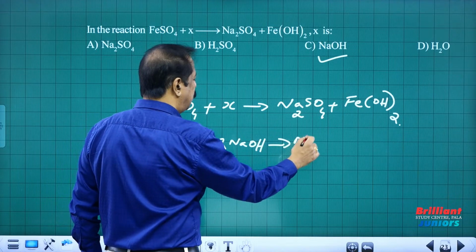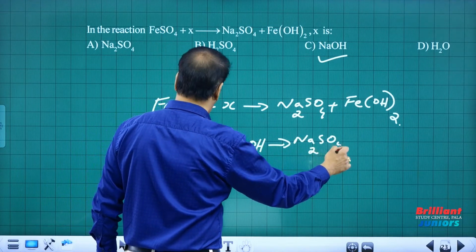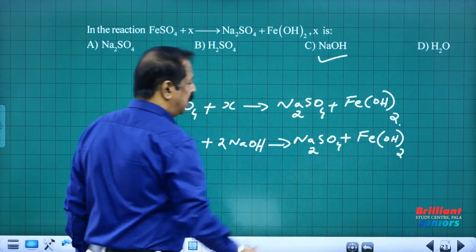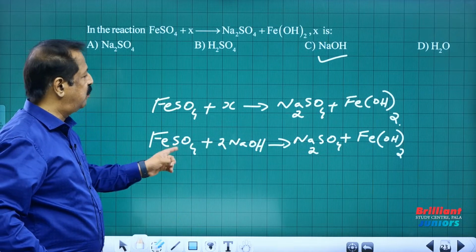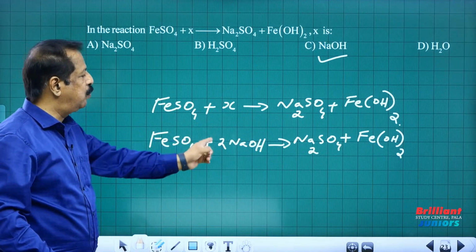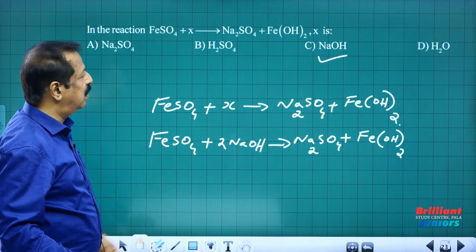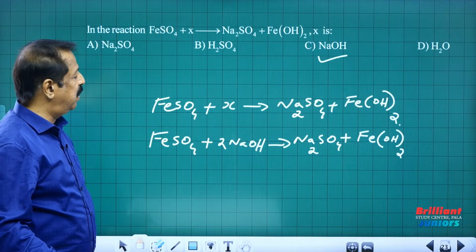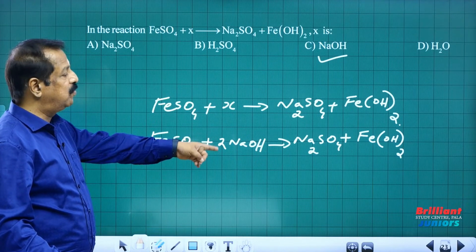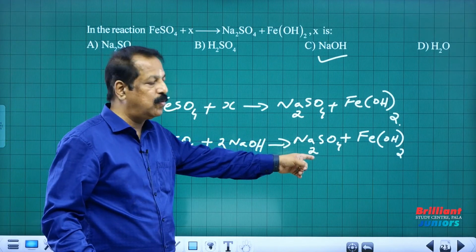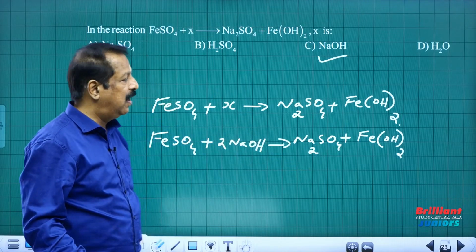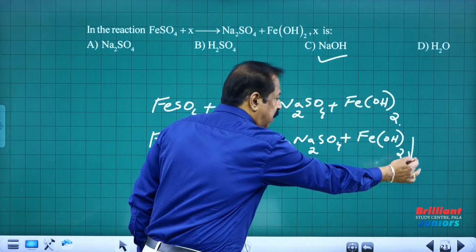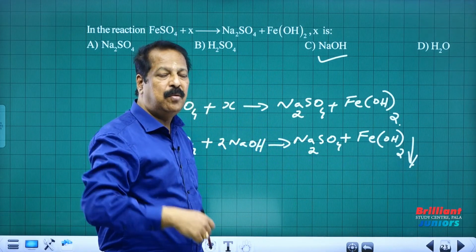The product is Na2SO4 plus Fe(OH)2. So you see 2Na, SO4, SO4, Fe, and 2OH. So the answer is 2NaOH, or simply NaOH. NaOH is sodium hydroxide. Ferrous sulfate combined with sodium hydroxide gives sodium sulfate and ferrous hydroxide. And ferrous hydroxide is a pale green precipitate. A precipitate is represented by a downward arrow.